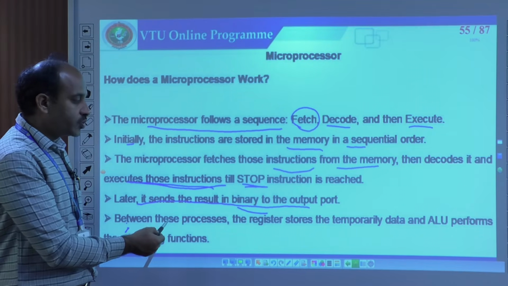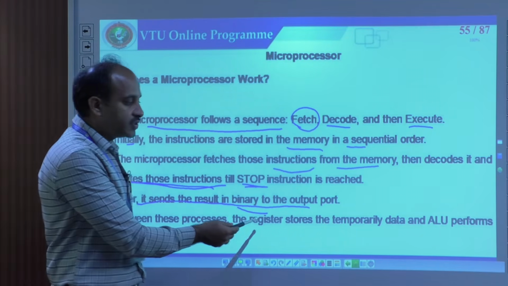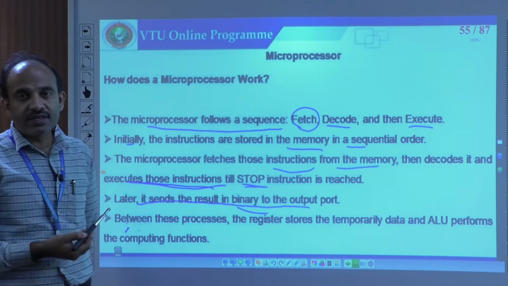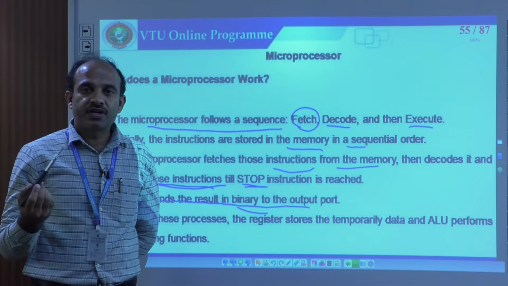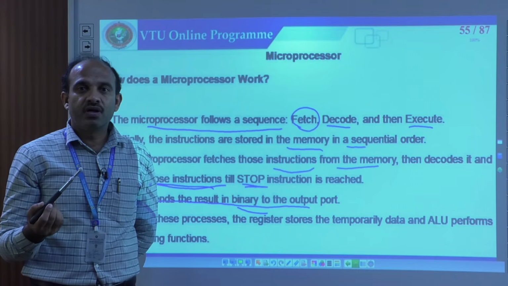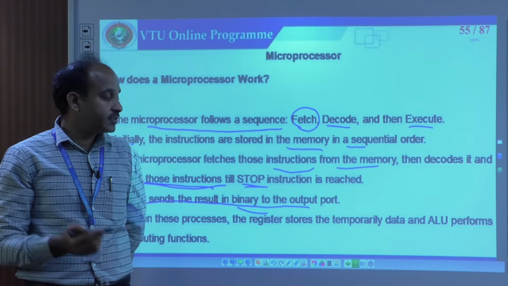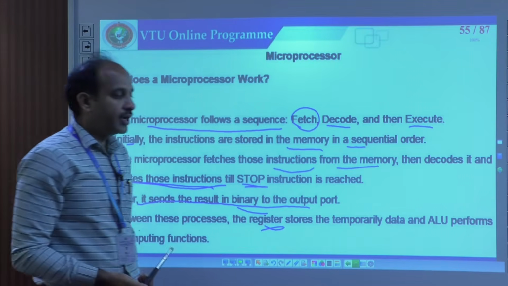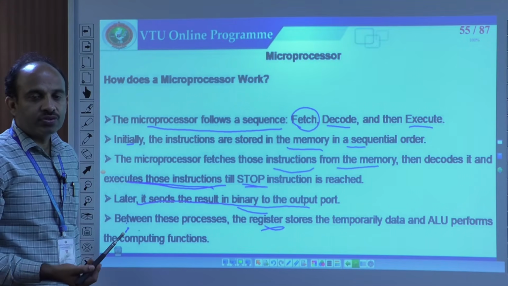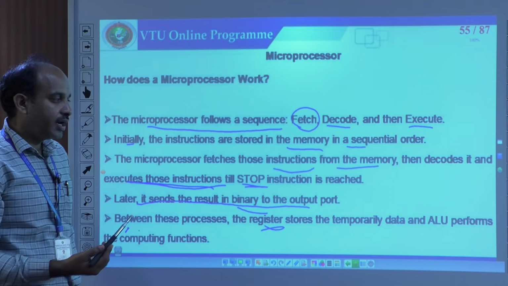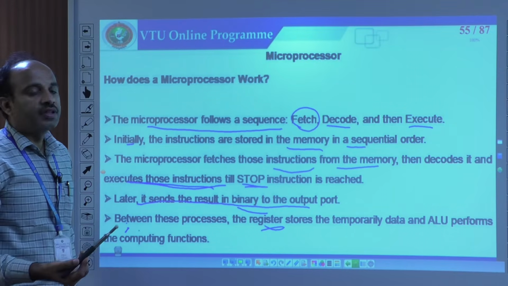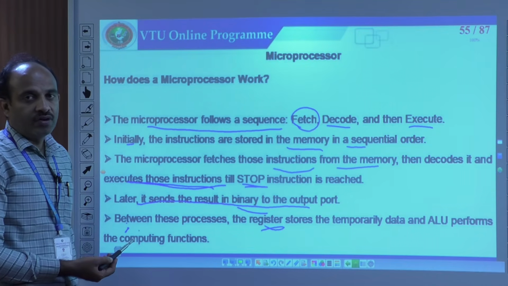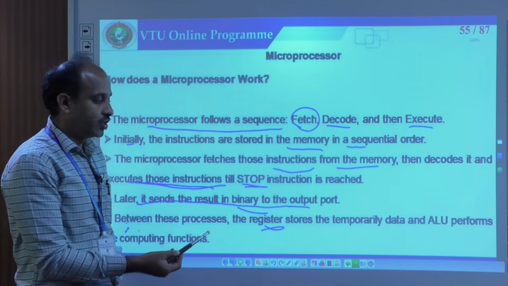So between these processes, what exactly will the registers do? They store the temporary data, because in the last slide itself we mentioned the microprocessor consists of ALU, registers, and then the CPU. Registers, as we discussed, allow you to store the data temporarily. It is not permanent storage, it stores the data temporarily, and the ALU will perform all the other computing functions which you want to perform.